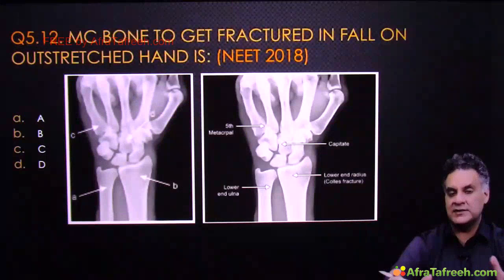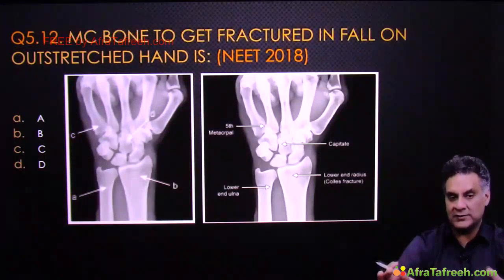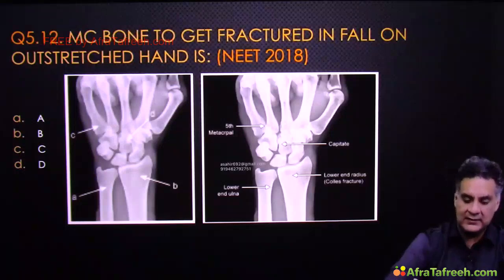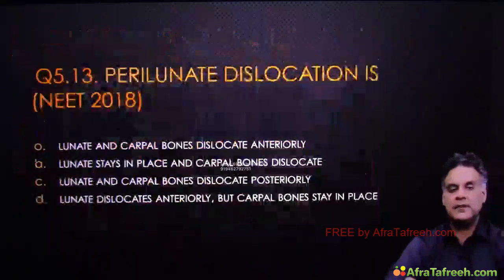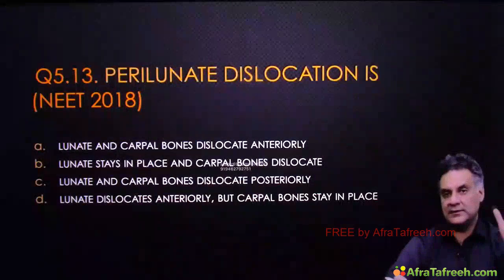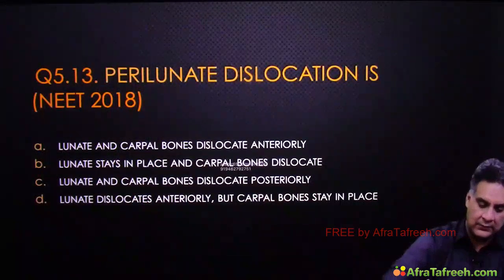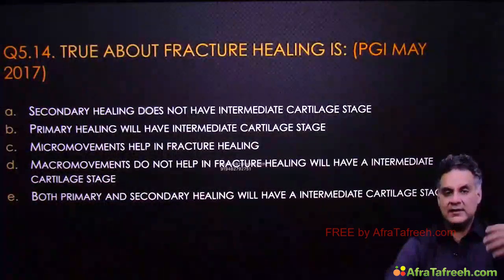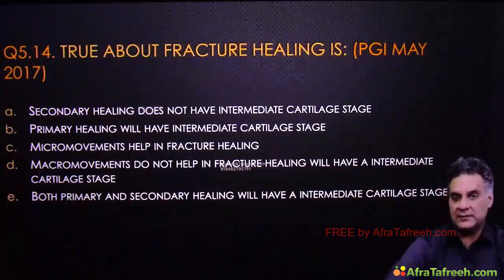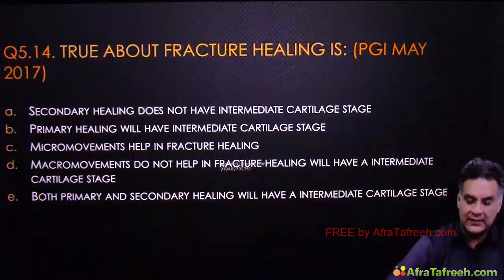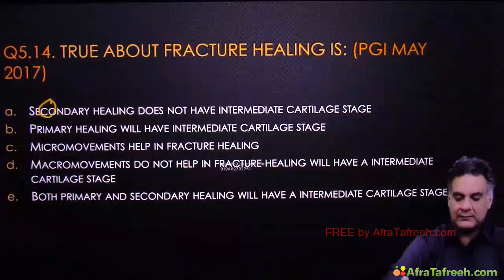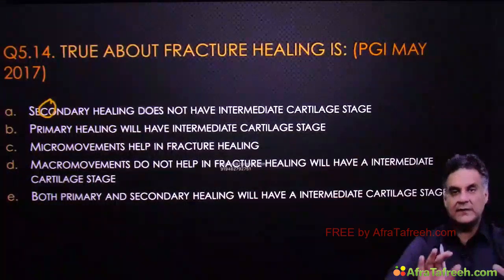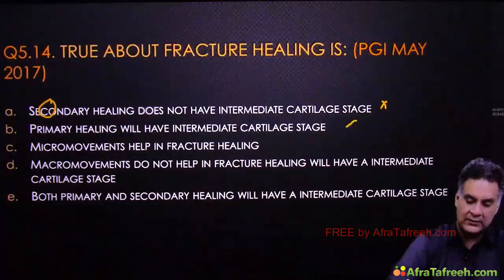Most common bone to fracture on a fall on outstretched hand is Colles, which is labeled by B here. Perilunate dislocation, the lunate stays, the other bones go out. True about fracture healing is, secondary healing does not have an intermediate cartilage stage or callus. It does, because in secondary there is a callus. Primary healing will have intermediate cartilage stage. There is no callus. So this is wrong, this is wrong.